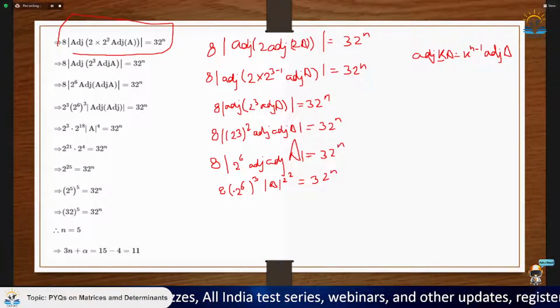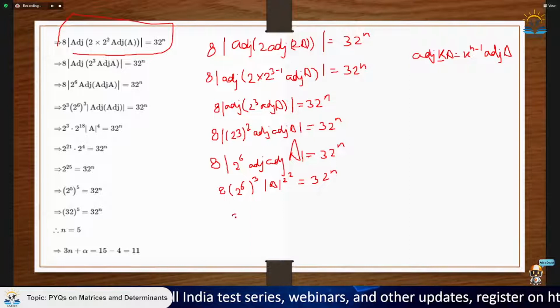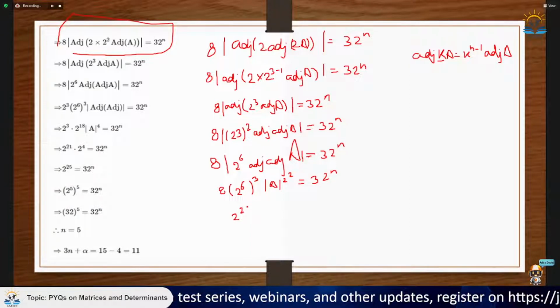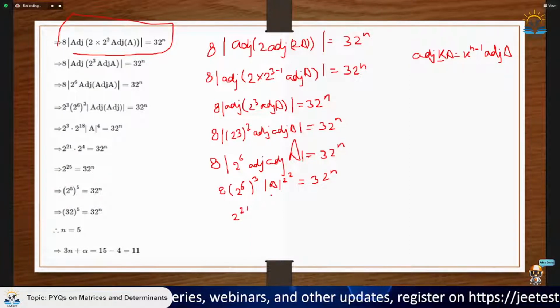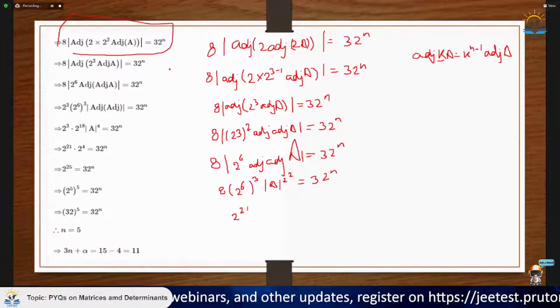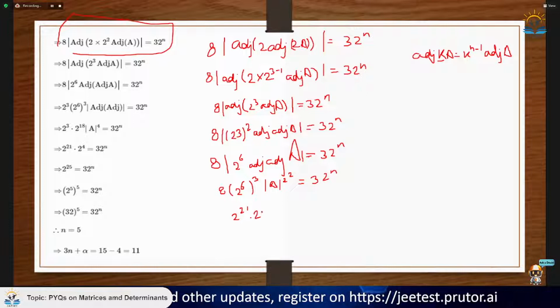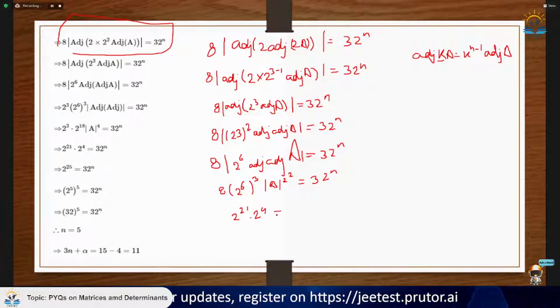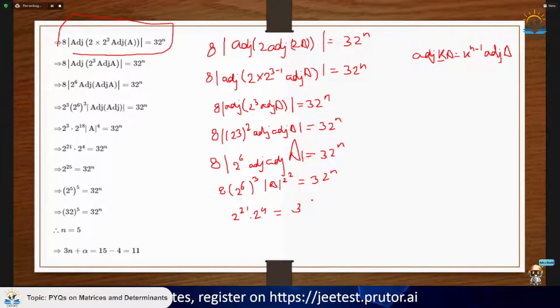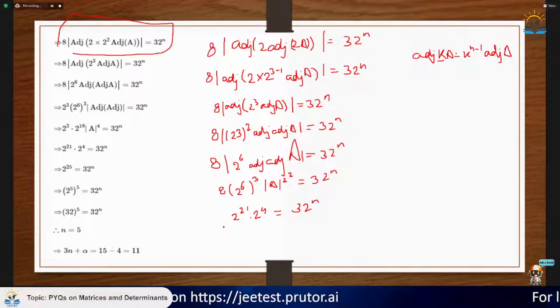So here it would be 2 cube and 2 power 18. So it would be 2 power 21. And determinant of A is how much? It is equal to 2. So 2 power 4 dot 2 power 4 is equal to 32 power n. Just solve it, and at the end we will equate the powers. So it is 2 power 25.